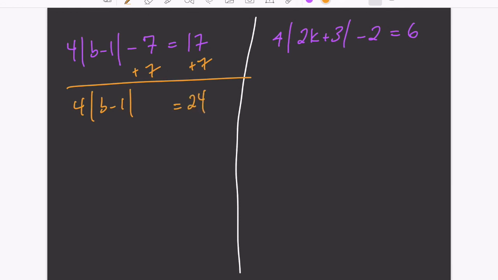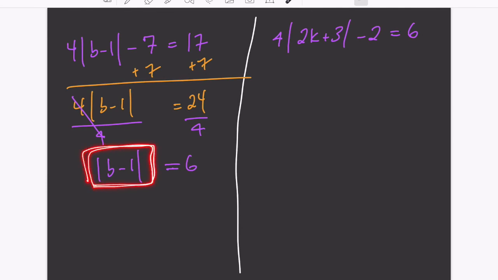So just do that. Okay, again, I got to get rid of that 4, so I'm going to divide by 4 on both sides. That's gone. And I have my absolute value quantity. The absolute value would be b minus 1. And 24 divided by 4 is 6. Okay, but look what we have right here now. We have the absolute value quantity all alone, which is exactly what we want. It's alone. It's isolated on one side of the equation.